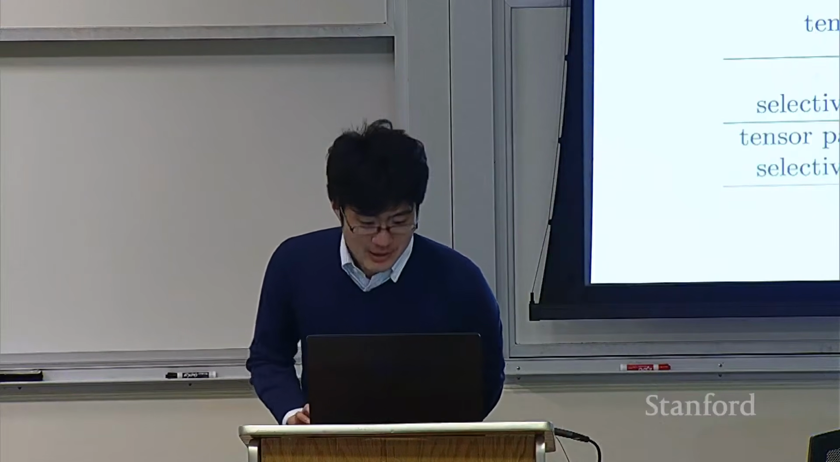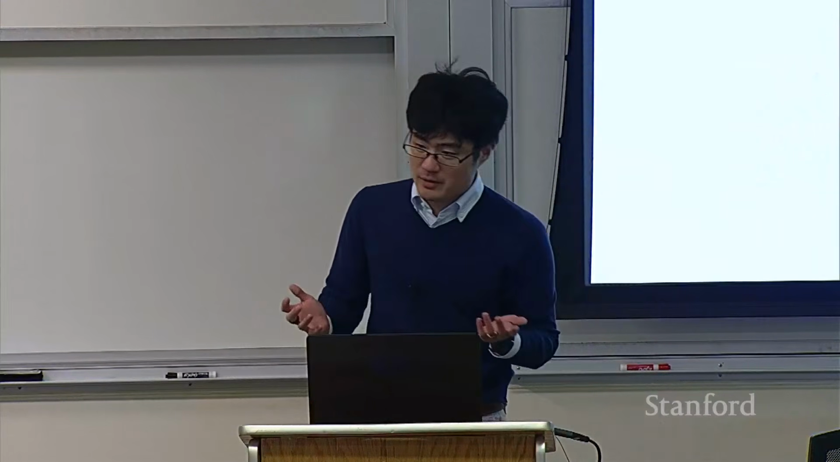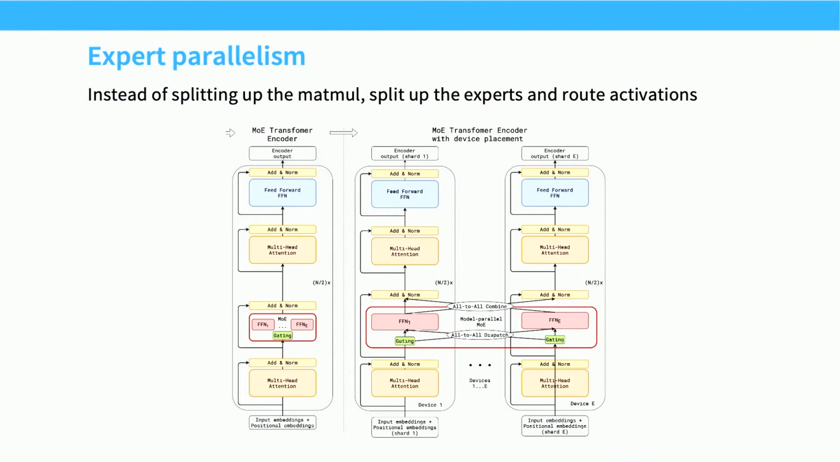Cool. All right. So I'm going to now talk about the last ingredient in the standard parallelism toolbox, which is expert parallelism. Now that MOEs are a very standard part of the toolkit, most big models are MOEs these days, and that allows us to take advantage of one of their big benefits, which is expert parallelism.